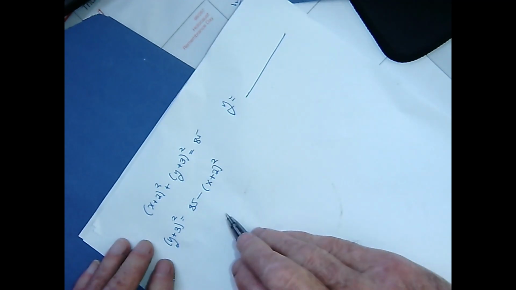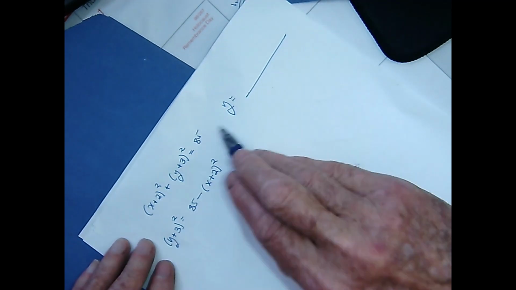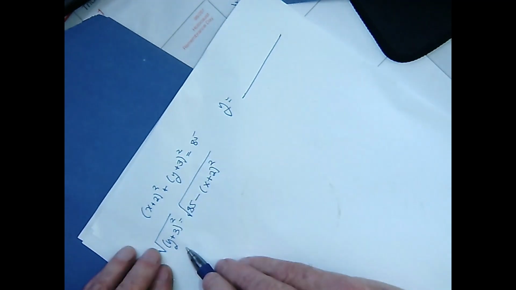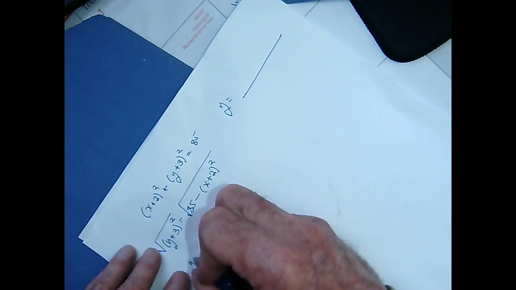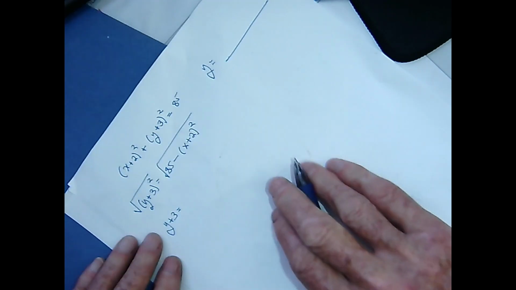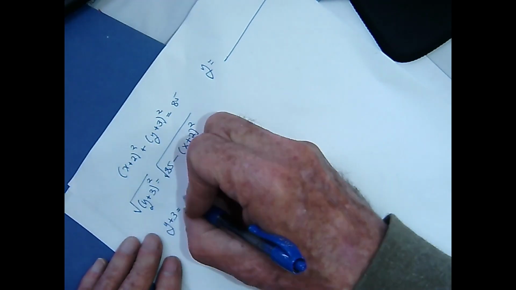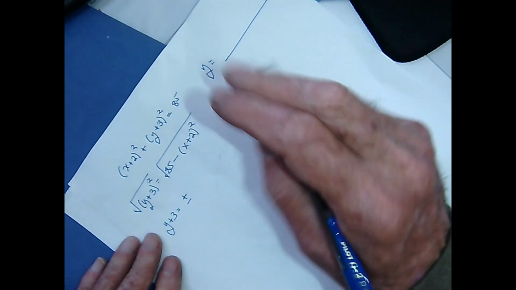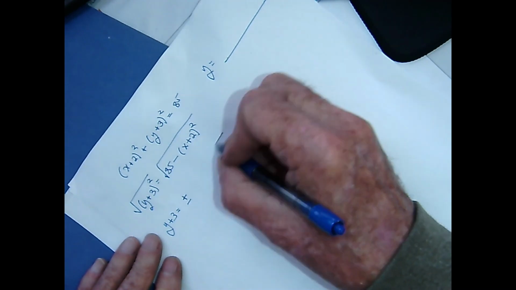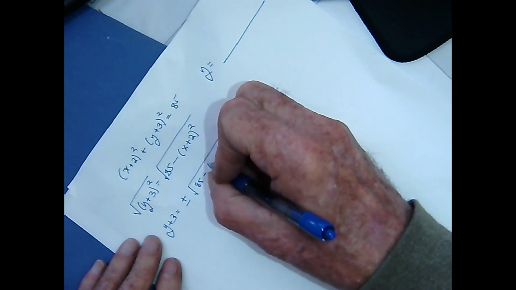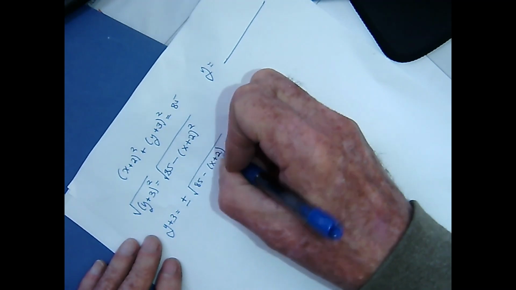Haven't done much, but to get the y out of here so I can set y equal to this, I have to take the square root of both sides. And that's an interesting thing. The square root of this thing squared is just going to be y plus 3 equals. And here's an interesting thing you're going to learn. When you take the square root of both sides of the equation, you have to write plus or minus here. I can go into that, but I'm going to delay that right now. Plus or minus the square root of 85 minus x plus 2 quantity squared.